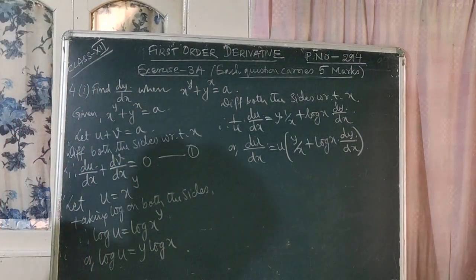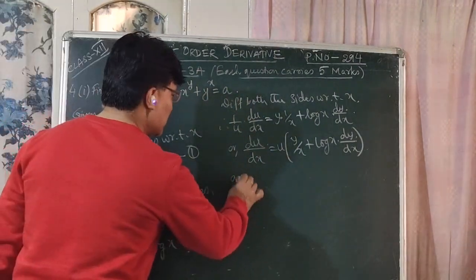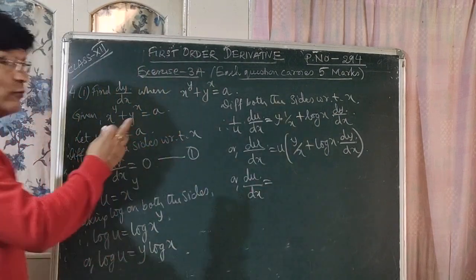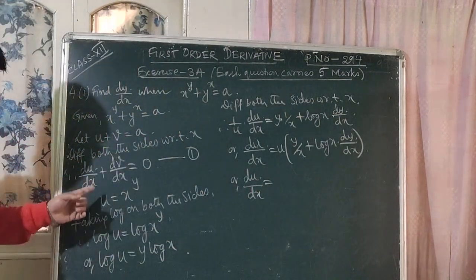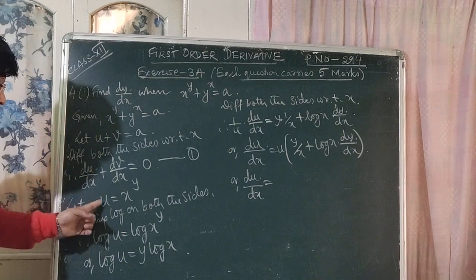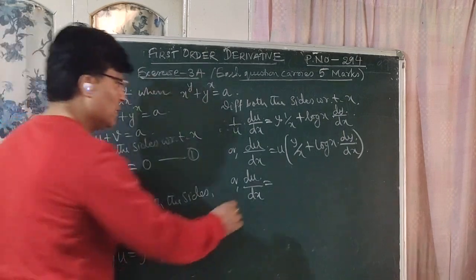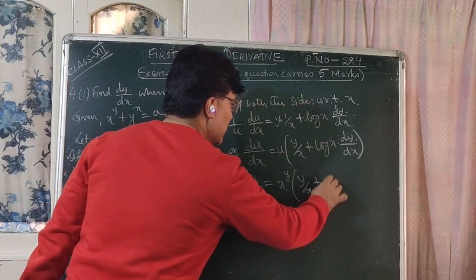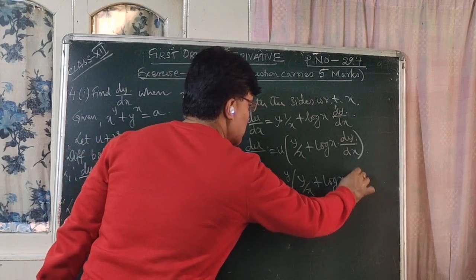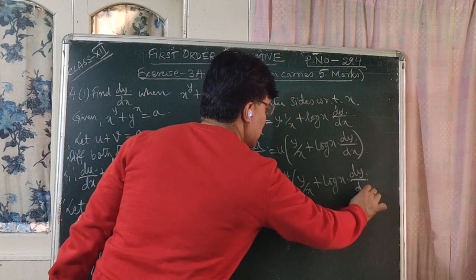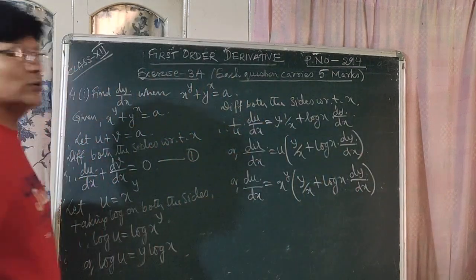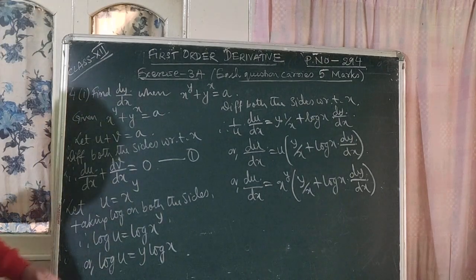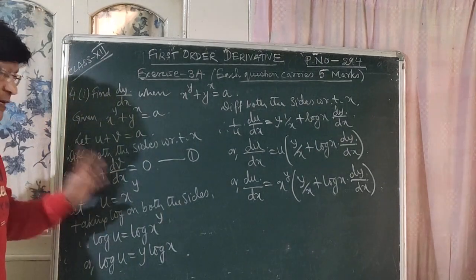Okay, so next, du by dx is equal to, put the value for u in this case. What is the value for u? The value for u is x to the power y. So it is x to the power y within bracket y by x plus log x into dy by dx. Right? So this is the value for du by dx. So similarly you can get the value of dv by dx now.